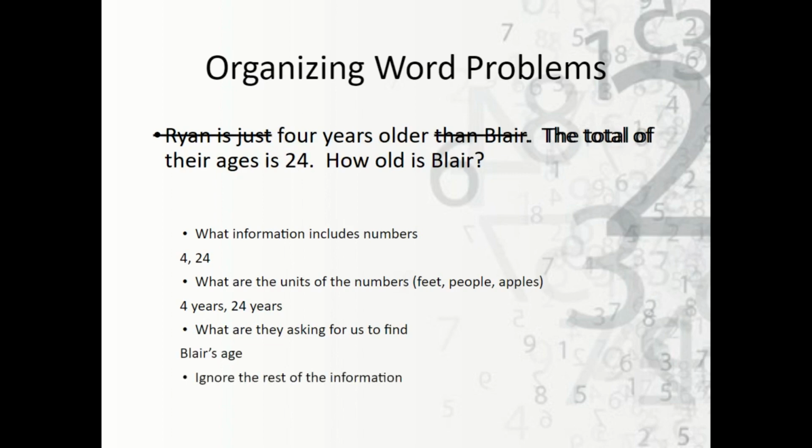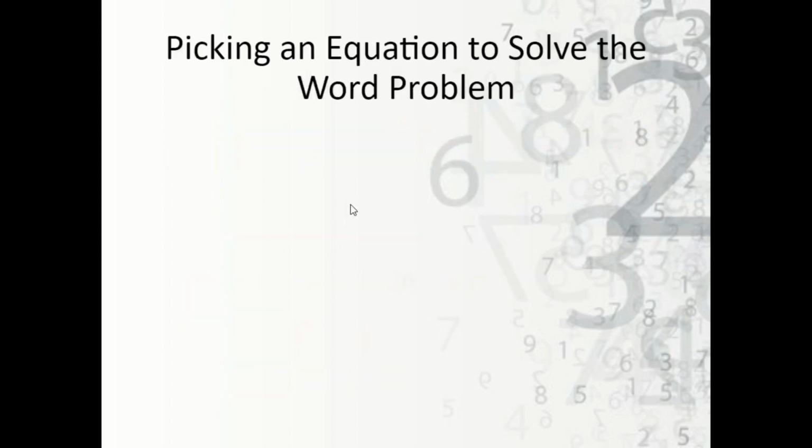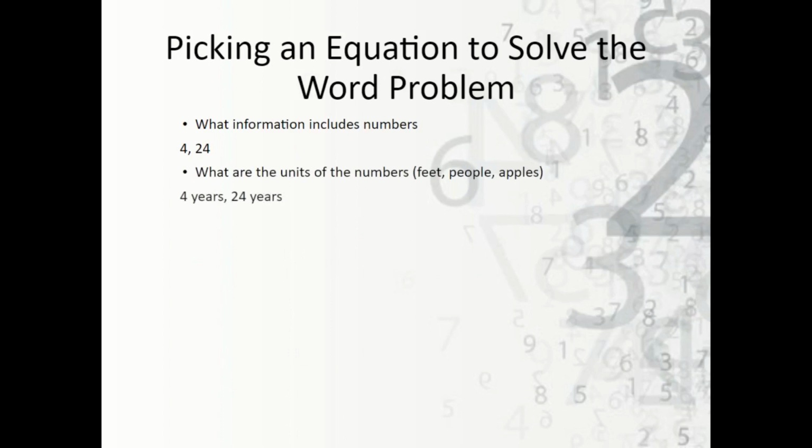So now, again, ignore the rest of the information. We do need to know the names a little bit just so we can keep it straight, but in reality, the names don't matter that much. We want Blair's age, and we know that she's 4 years older than Ryan, and their total is 24. So we write our equation based on the numbers, the units, and what they're asking us for. So we ignore the rest.